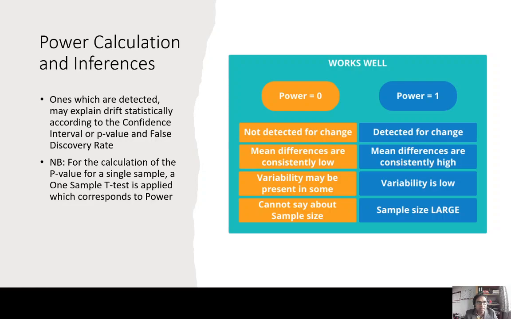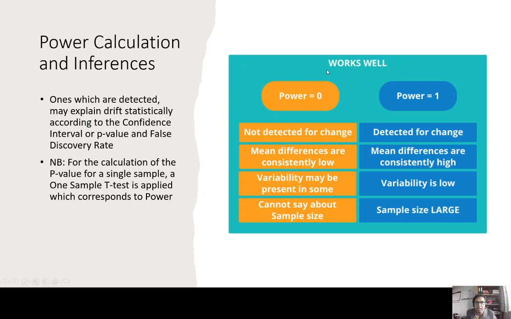So power is an indicator of alpha as well as beta as well as variability as well as mean differences. So power calculation inferences, when detected, may explain drift statistically according to confidence interval or p-value and false discovery rate. For the calculation of p-value of a single sample, for example age 1, you apply a one sample test which corresponds to the power.